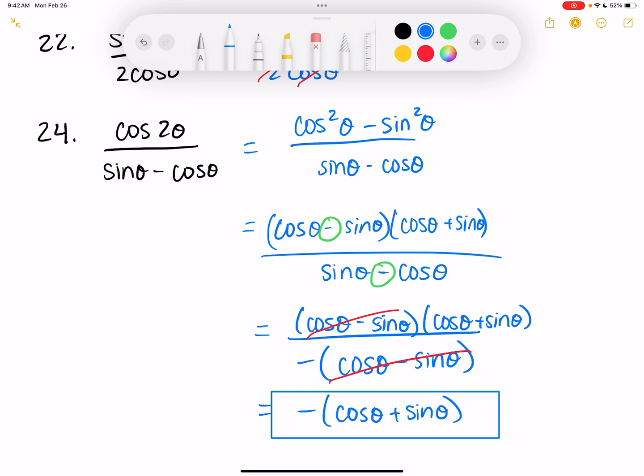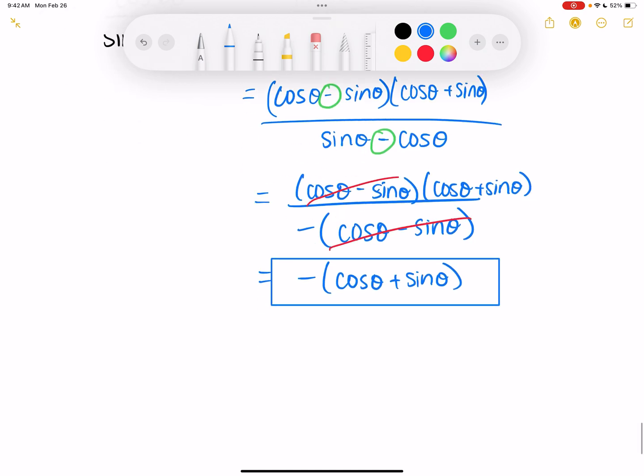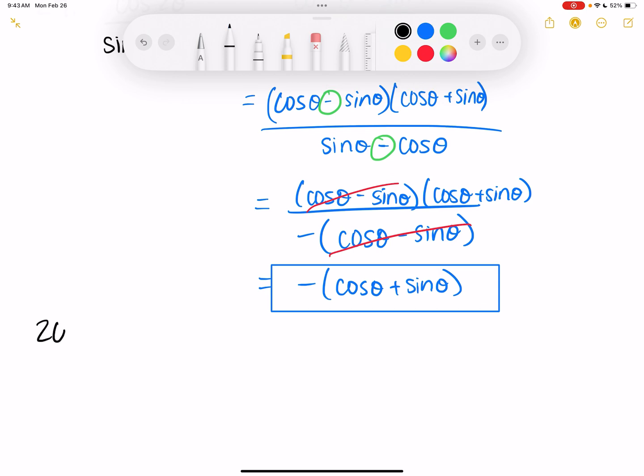Alright, so those were all double angles. Let's do a half angle one here, and then we'll be done. It's the last problem. 26: 2 times sine theta over 2 times cosine theta over 2. So I need to rewrite those half angles in terms of their other formulas that we have. So what is the formula for sine of theta over 2?